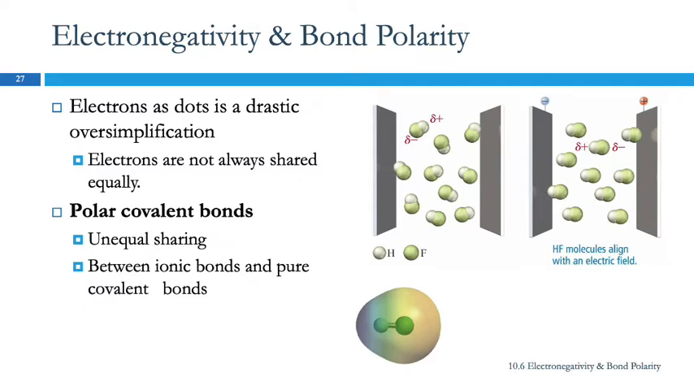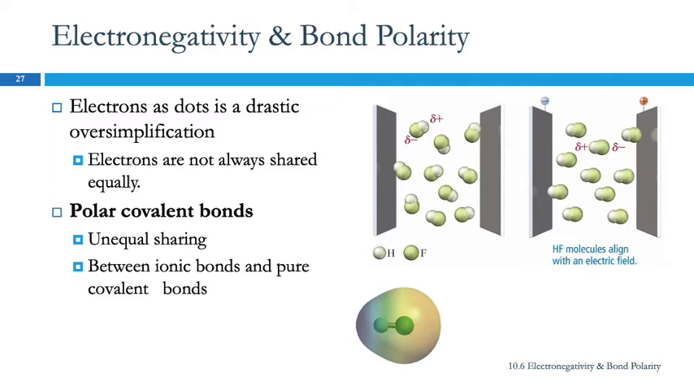So we have so far been talking about electrons being shared and have kind of assumed that the electrons are shared equally, but that is not always the case. When the electrons are not shared equally, this is called a polar covalent bond. So here we have a representation of hydrogen fluoride. We have the hydrogen atom and a fluorine atom, and this is showing us the electron density. And so there's more electron density around the fluorine and less around the hydrogen.